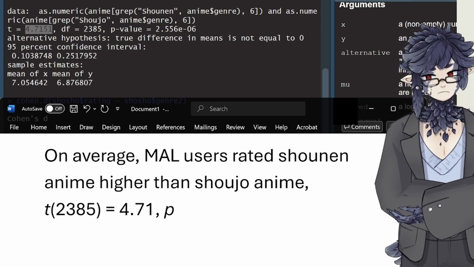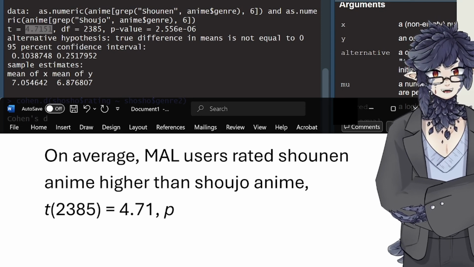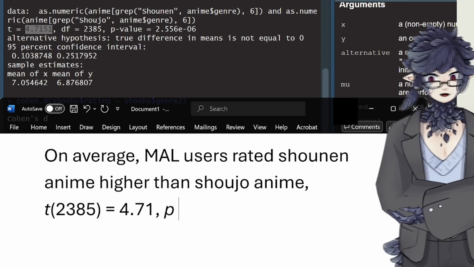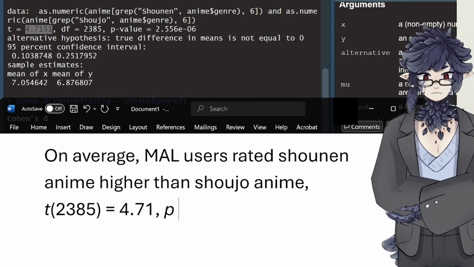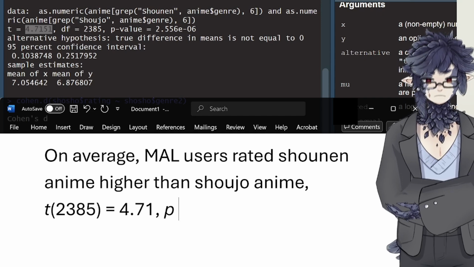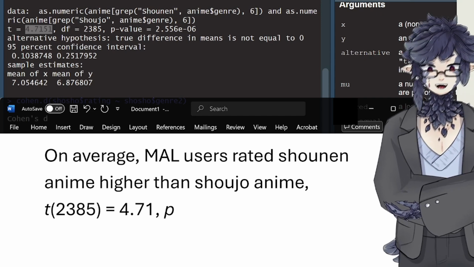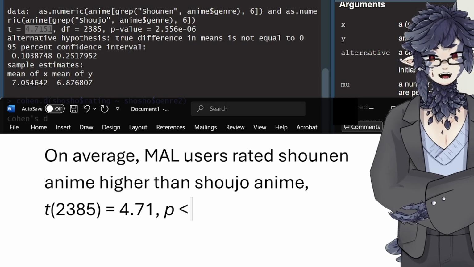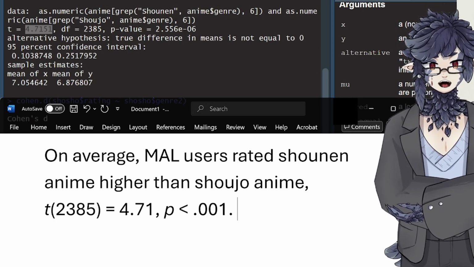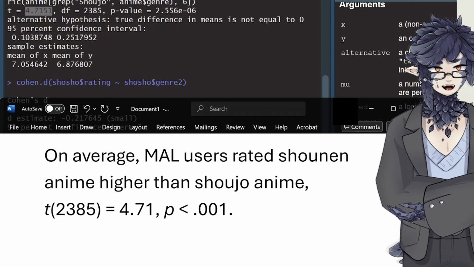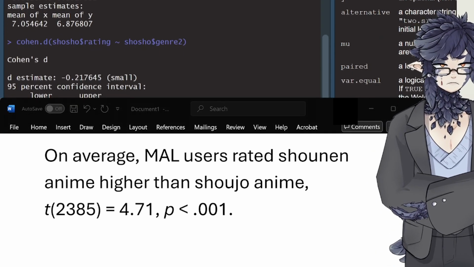APA style says round p-values to 3 decimal places, but if I rounded this to 3 decimal places, it would be 0.000. That's not terribly useful. So when p-values are this small in APA style, when you can't round them to 3 decimal places because they're too small, APA style says just go to p is less than 0.001. Oh, but we can't leave it there, right? We have not reported our effect size yet, so let's report Cohen's d.